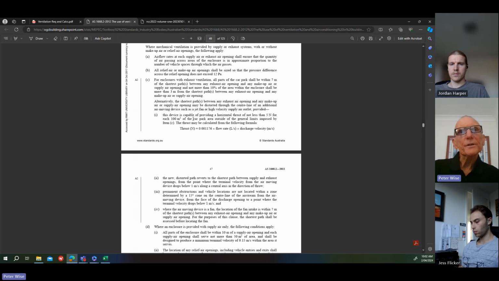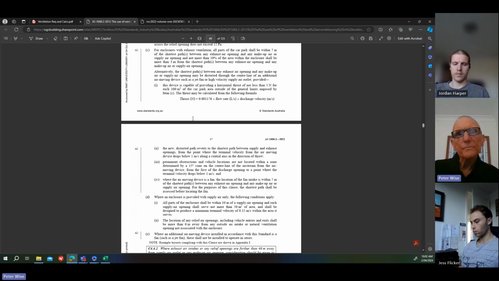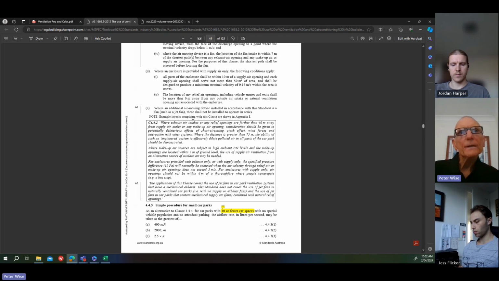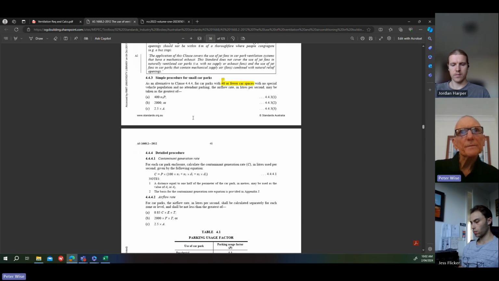Ventilation distribution. This tells you when you're doing your layouts where you need to put the outlets. We can't go through this in detail, but what I want you to do initially is to understand how the calculation is done for the amount of air required to ventilate the car park. And then there's an exercise for you to have a look at.